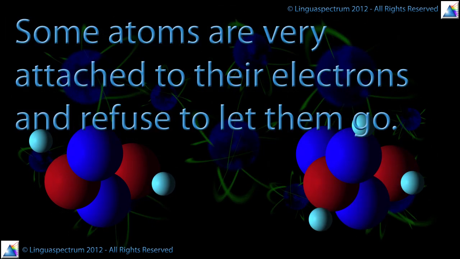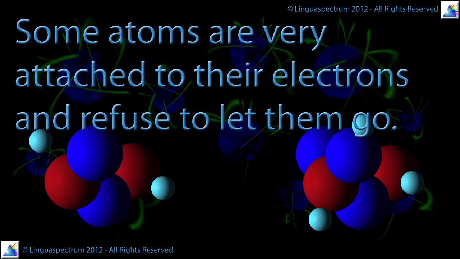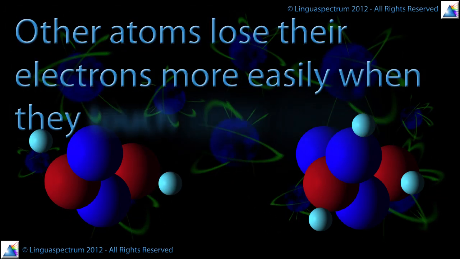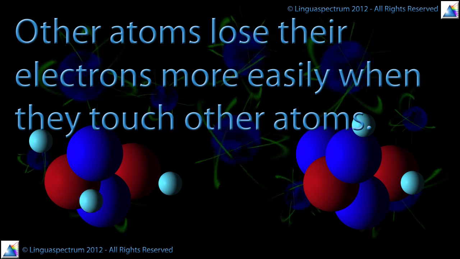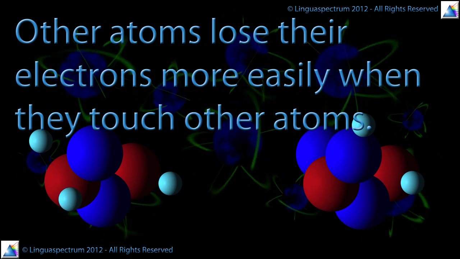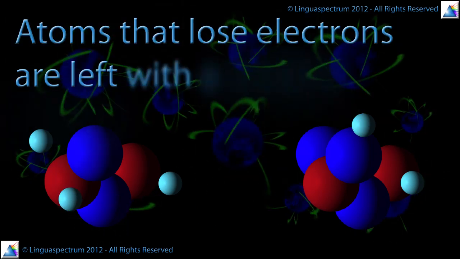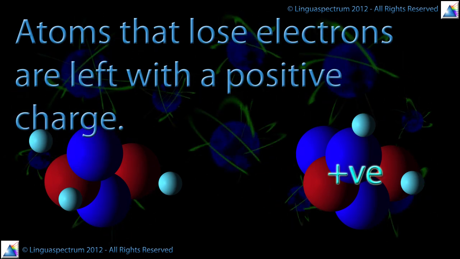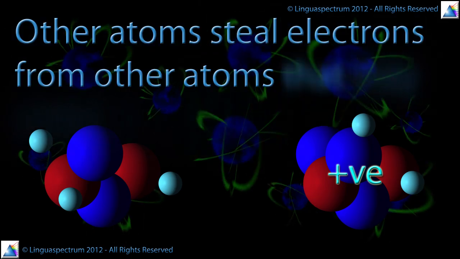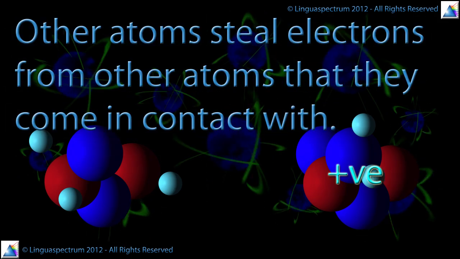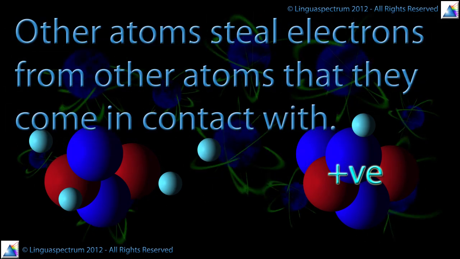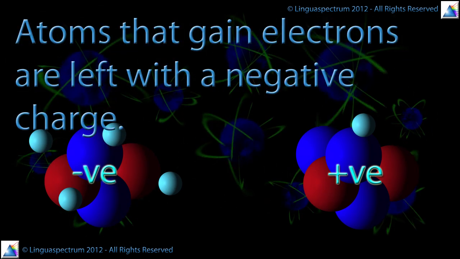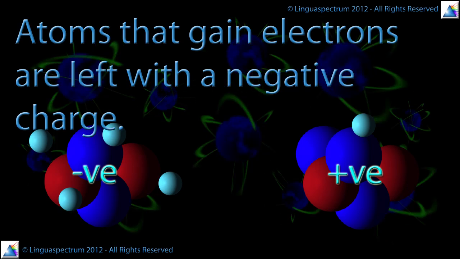Some atoms are very attached to their electrons and refuse to let them go. Other atoms lose their electrons more easily when they touch other atoms. Atoms that lose electrons are left with a positive charge. Other atoms steal electrons from other atoms that they come in contact with. Atoms that gain electrons are left with a negative charge.